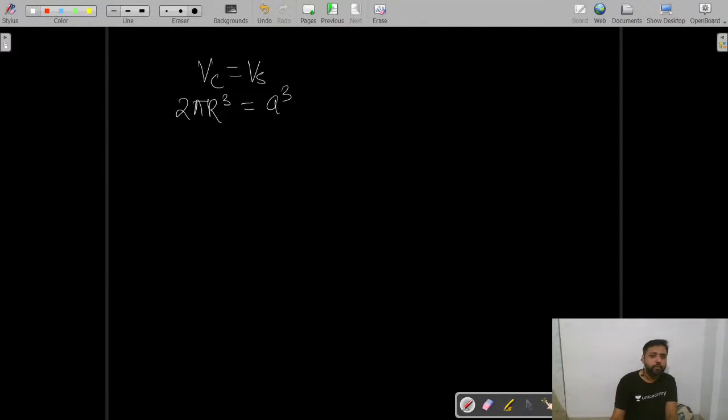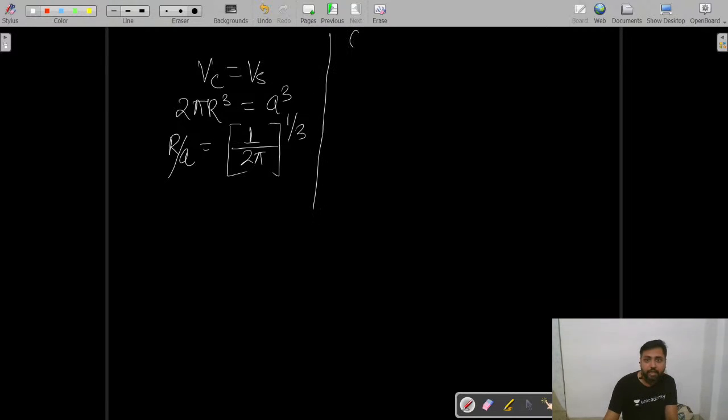Now, from here you can write the R upon A ratio will become 1 by 2 pi whole to the power 1 by 3. Now, let us do the comparison of the two risers. Comparing two risers means what term are you going to compare? Undoubtedly, you are going to compare their solidification time, that is Tc upon Ts.